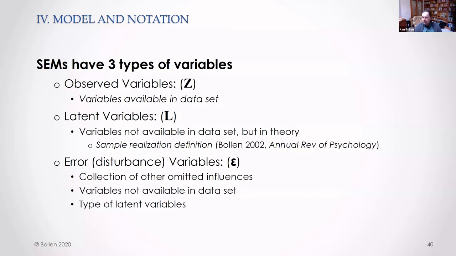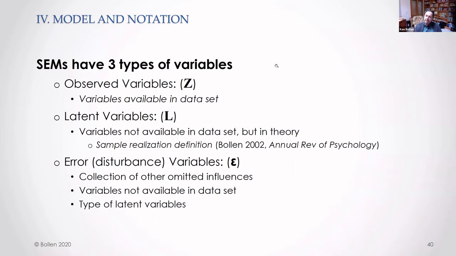The observed variables, perhaps a scale or several items that are measuring discrimination, these would be the observed variables, the Z. So those are two different types of variables. One's in our data set, one's in our theory: the Z in the data set, the L in our theory.